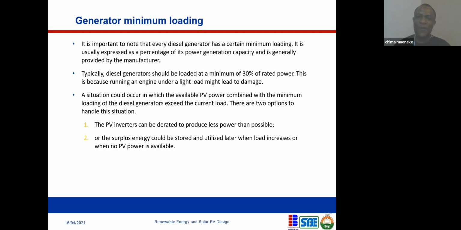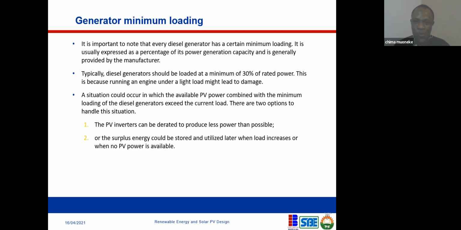So now the situation: what happens if you have a 100 kilowatt load to power, and your solar system is generating 80 kilowatts, meaning that your generator should only power the remaining 20 kilowatts, right? But this is not possible, because your generator has a minimum loading. It must be 30%. So you can see that there's a problem now, because your solar system is not generating more, and your generator cannot go below 30%. So that's the situation.